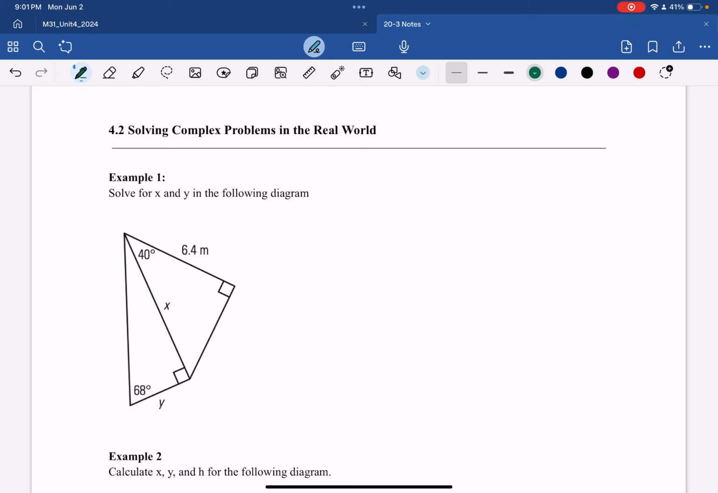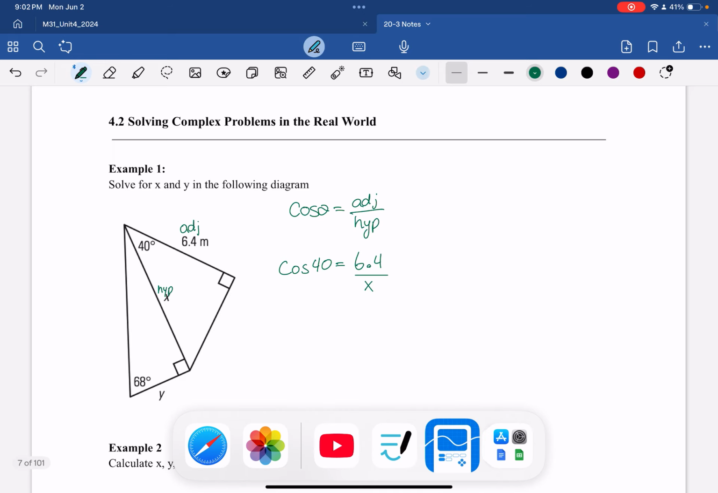If I look, I'm looking for x. This is my hypotenuse in the top triangle here. If I look at 40, this side length would be my adjacent. Okay, so I'm looking for x so that I can also solve for y here. So if I'm looking at hypotenuse and adjacent, I'm going to want to use cosine of theta, which is adjacent over hypotenuse. Okay, so I'll do cos of 40 equals 6.4 over, and in this case, the hypotenuse is labeled as x. I'll grab our calculator here.